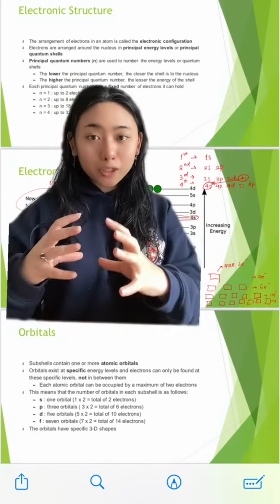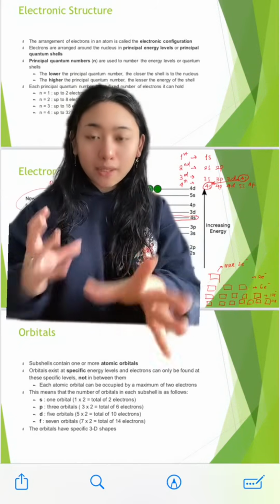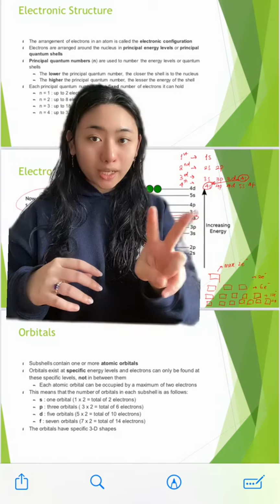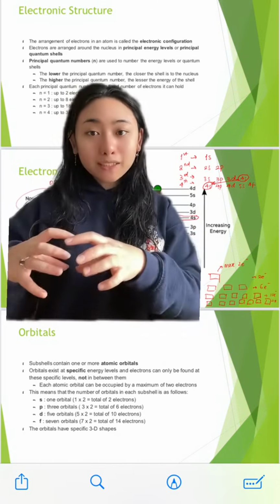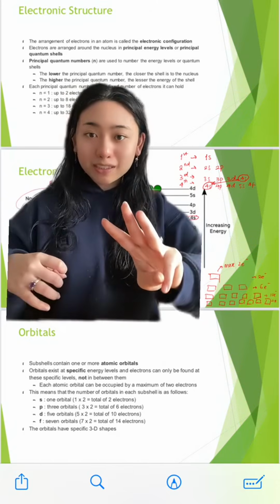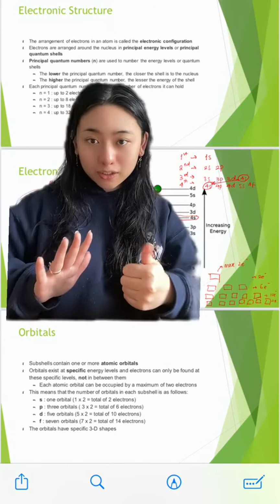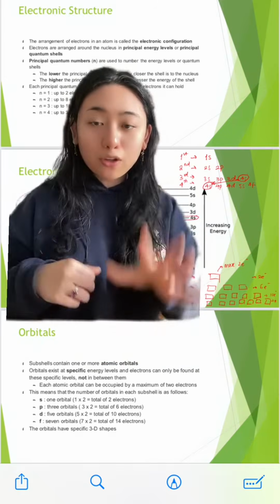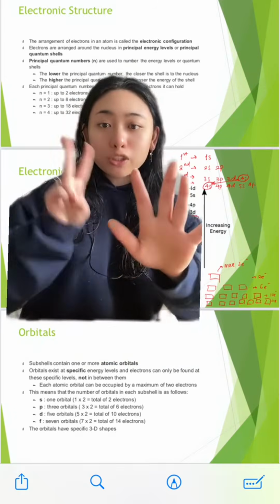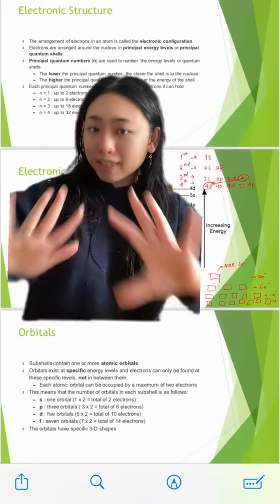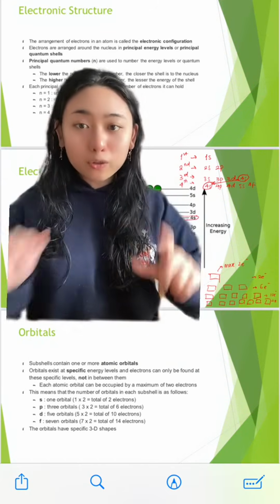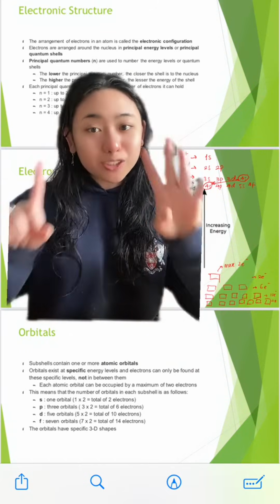The s subshell has only 1 orbital, and each orbital can hold 2 electrons. The p subshell has 3 orbitals, so in total it can hold 2 times 3, which is 6 electrons. The d subshell has 5 orbitals, each holding 2 electrons, so in total 10 electrons. The f subshell has 7 orbitals with 2 each, so 14. So we have shells, subshells, and then orbitals. Let's go into some examples.